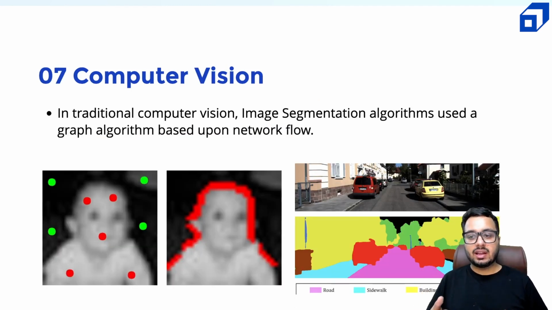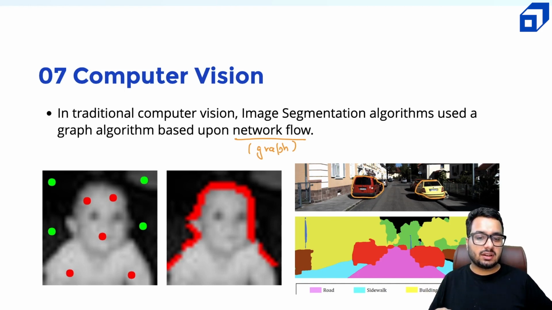And in traditional computer vision, what happened? Image segmentation algorithms were used, which were based upon the concept of network flow, which is again a graph based algorithm. If you do not know what image segmentation is, it is basically extracting objects from an image. It's like drawing a boundary on an object that is like one entity.